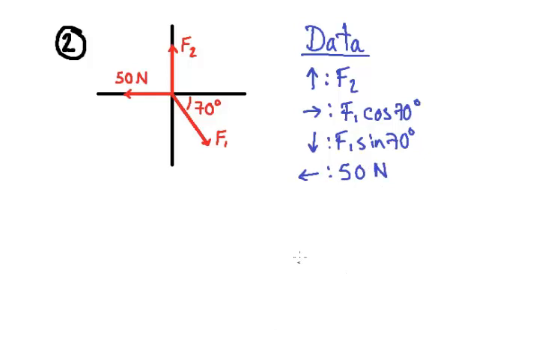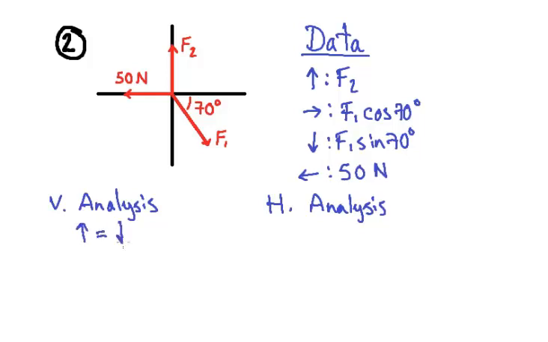With that in mind, we can solve the exercise. Actually, we could solve this one in here, okay? We could make a vertical analysis here, and a horizontal analysis in here. The vertical analysis tells me that the forces that are vertical are going to cancel each other.